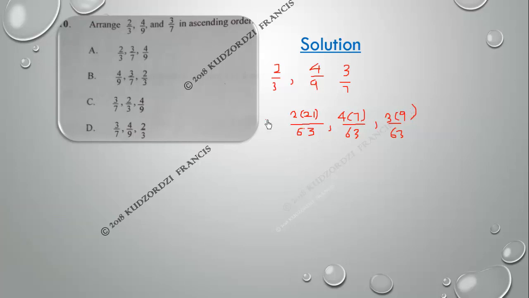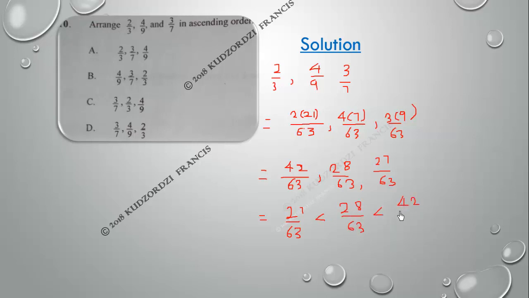So evaluating this, we get 2 times 21, which is 42 over 63. Then we have also 28 over 63. Then we also have 27 over 63. So if you order this, we know that 27 over 63 is less than 28 over 63. Then this is also less than 42 over 63. So the order is 3 over 7, then we have 4 over 9, then we have 2 over 3. So the correct answer is D.